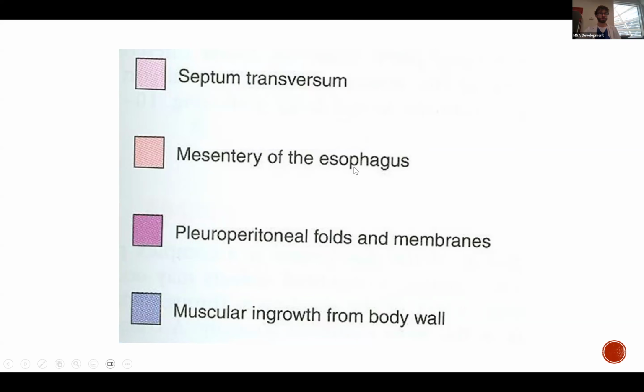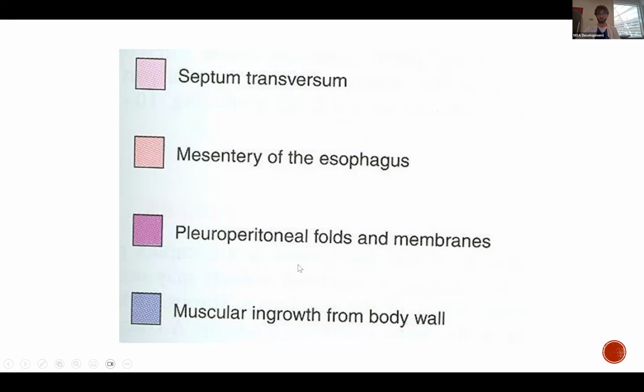Then the mesentery of the esophagus. From its name, mesentery, it's going to give us the mesentery of the diaphragm. Then we have pleuroperitoneal folds. There are pleuroperitoneal folds and membranes. Okay, well, these membranes will later become replaced by a muscular ingrowth.